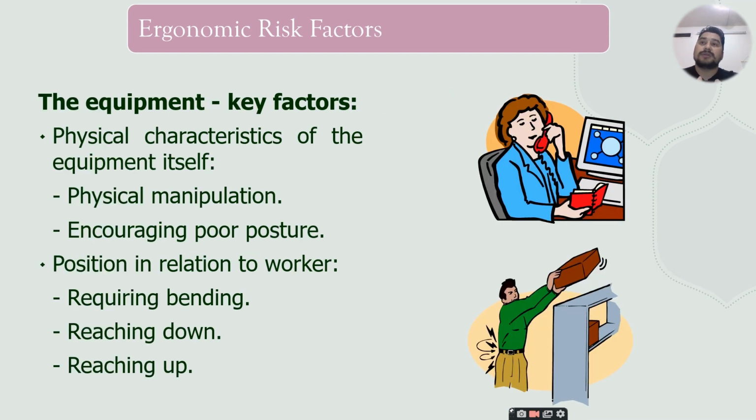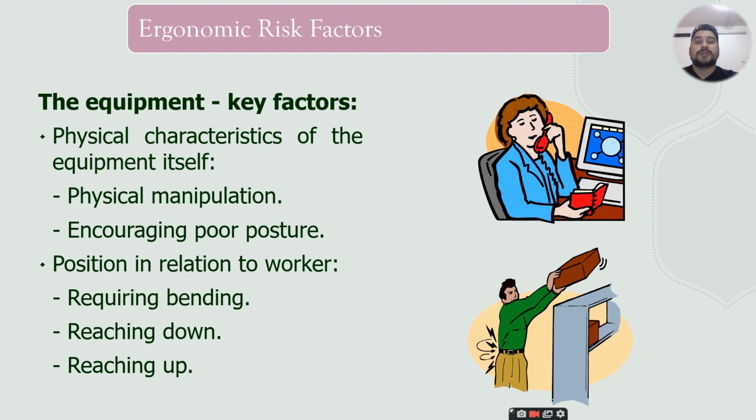Equipment factors. The key factors are the physical characteristics of the equipment itself, physical manipulation, encouraging poor posture, and position in relation to the worker, requiring bending, reaching down, reaching up. You need to check the physical characteristics of the equipment, physical manipulation, and encouraging poor posture. To use that particular equipment, do we need to adopt a proper posture, or does it require some unacceptable posture? Those postures also need to be checked.